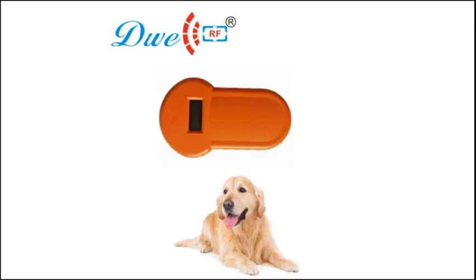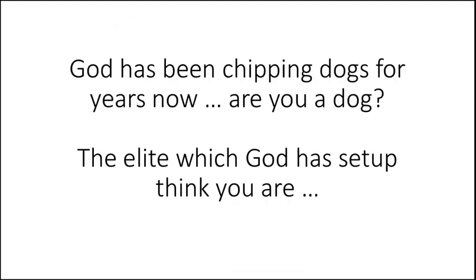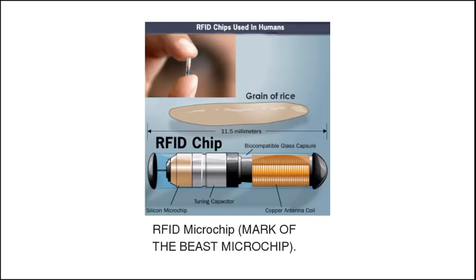So right now, animals, dogs are being tagged with RFID. And so God has been chipping dogs for years now. The question is, we have to all ask ourselves, are we a dog? So the elite which God has set up, they think we are. And so they are going to, in my opinion, soon require all people to take a chip in their hand or in their forehead in order to access their dwindling bank accounts, just to stay alive. And so from the verses that I read, I highly recommend people do not take it.